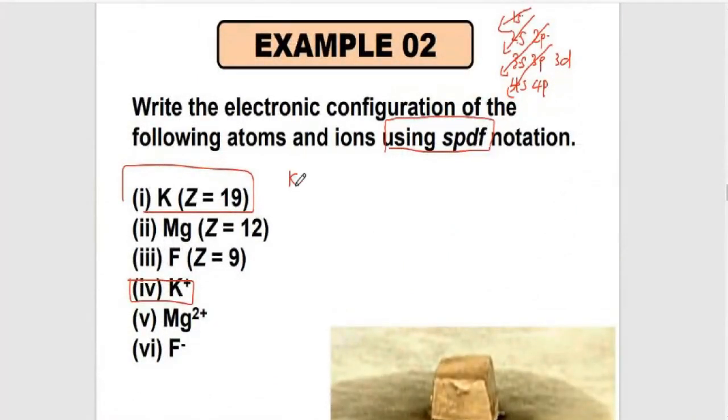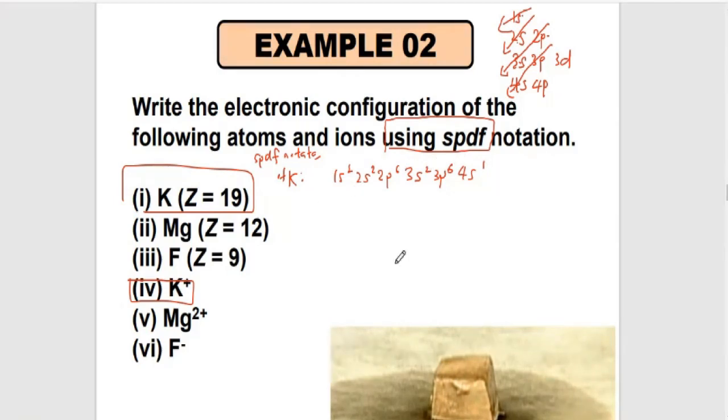So, K. Okay, lagi jelas terus. SPDF notation of K. Tulis ya. Okay. 1s2, 2s2, 2p6, 3s2, 3p6, 4s1. Cek semula. 2, 2, 6, 10, 10, 12, 12, 18. Okay, ni jawapan dia.